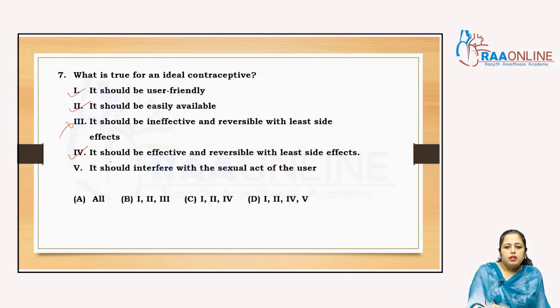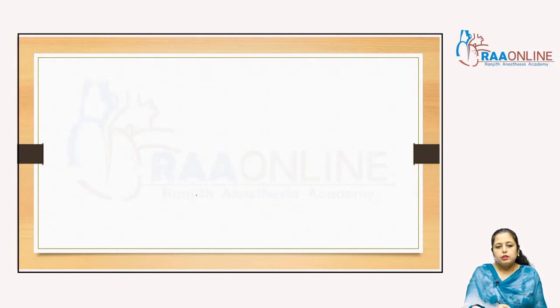It should interfere with the sexual act of the user? No. Right? So these three are the concepts which are true for an ideal contraceptive, right? That is 1, 2 and the 4. Clear? Now come to the next.